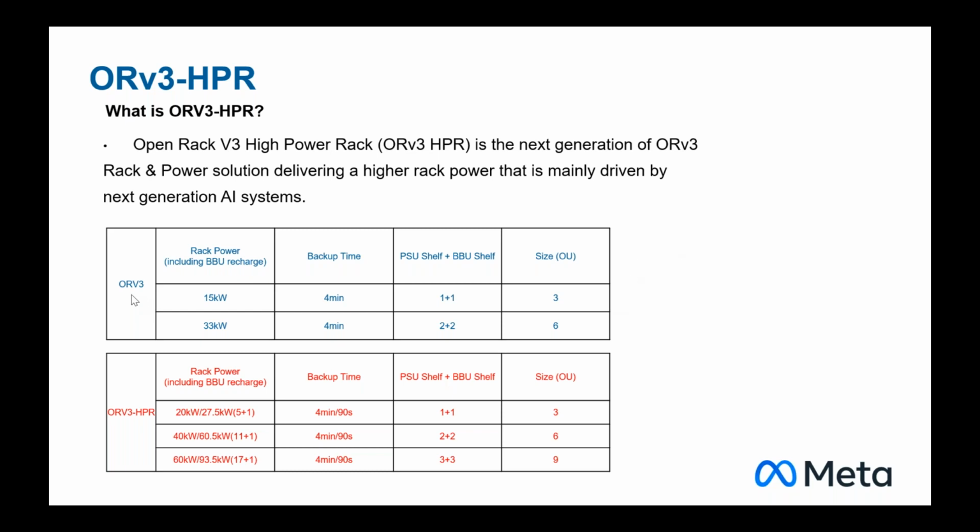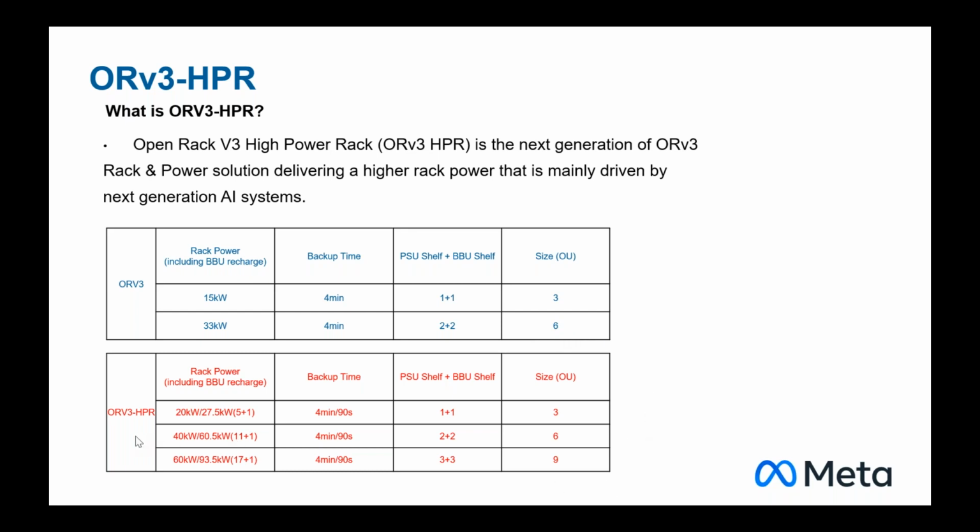Okay, so I made 2 tables to compare the rating of the existing ORV3 and the ORV3 high power version. You can see the rack level power, including the BBU recharge power. For ORV3 in the 5+1 configuration, we get 15 kilowatts. In the 11+1 configuration, 2 shelves, 2+2, we have 33 kilowatts with 11+1 redundancy. The size, including BBU and PSU, is 6 OU.